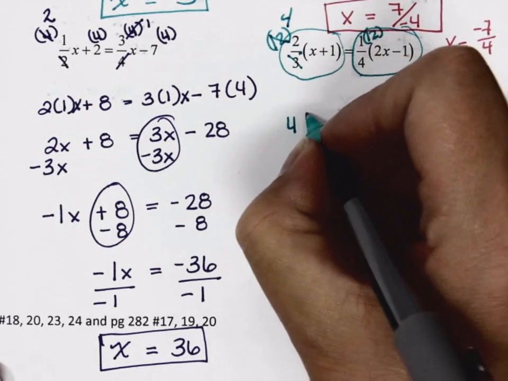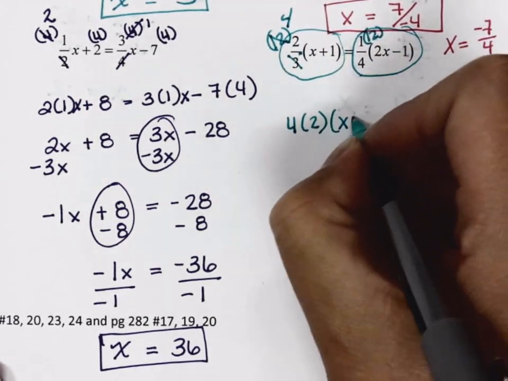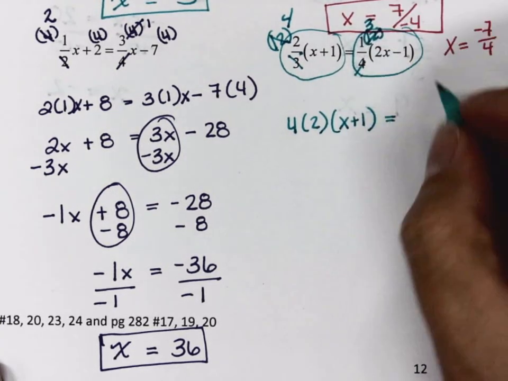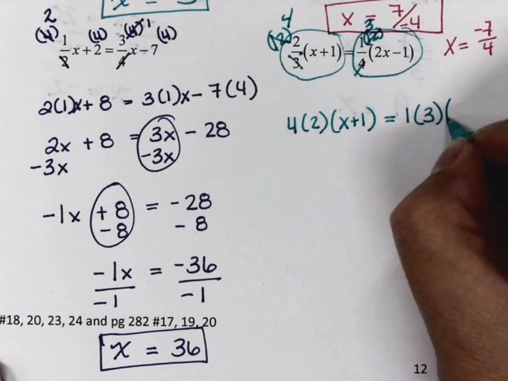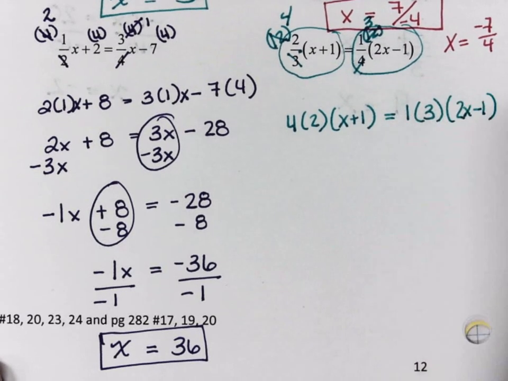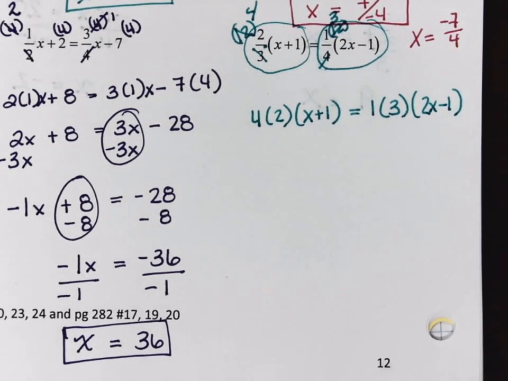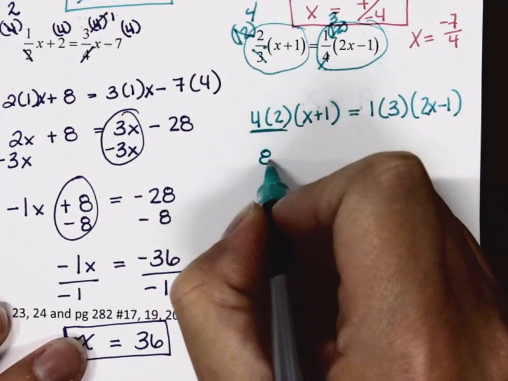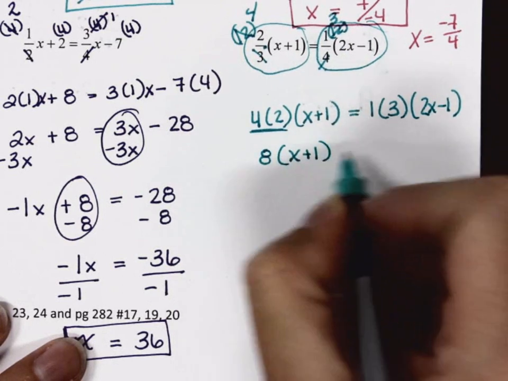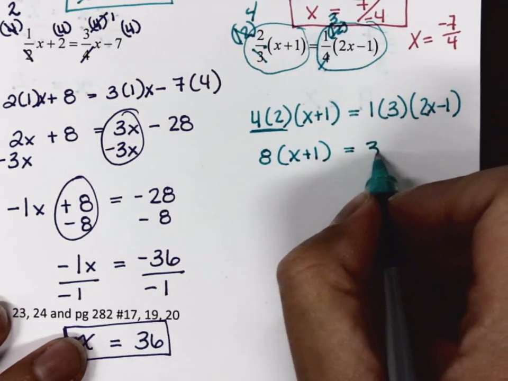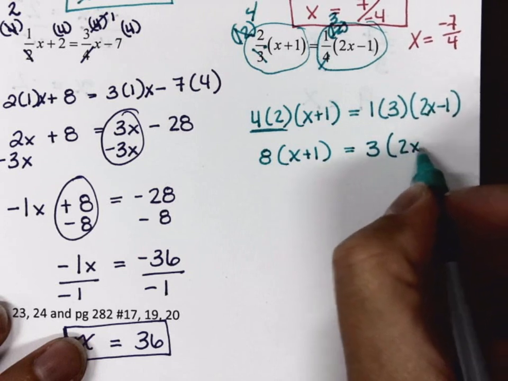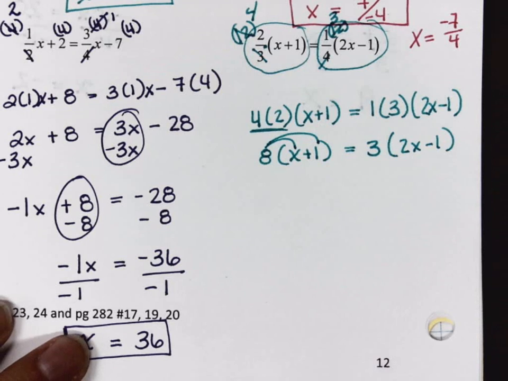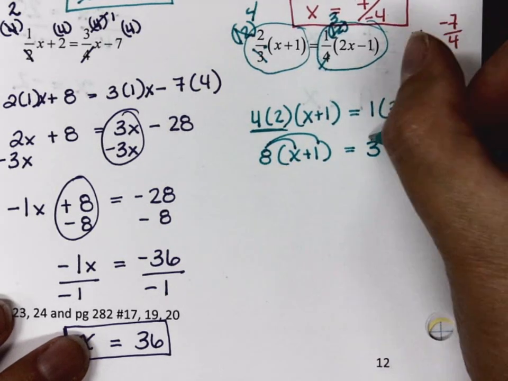So we're going to have 4 times 2 times the bracket. And 4 goes in here, so that'd be 1 times 3 times what's in the bracket. So I haven't got rid of that, so I'm going to multiply. When I have 3 things to multiply, I like to do 2 first. So I have 8 times x plus 1. And then I have 3 times 2x minus 1. Now I'm going to go ahead and leapfrog that in. I find that makes it so much easier.